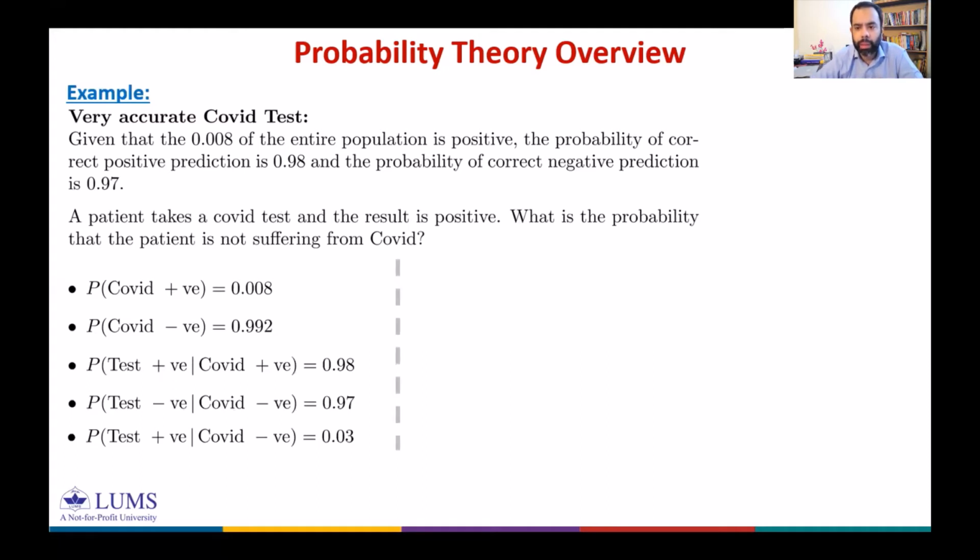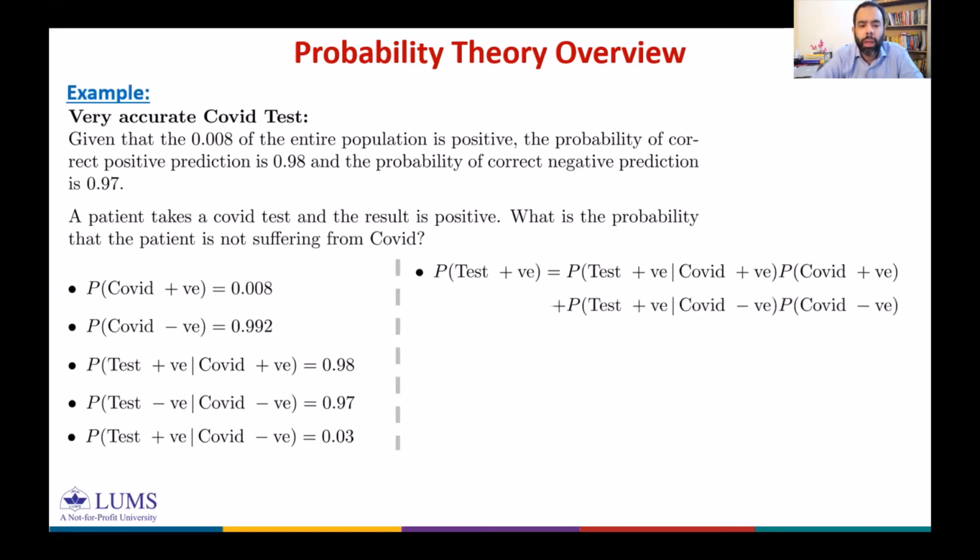Now let's apply Bayes' theorem. We want to find out what is the probability of test positive. And we know that using the law of total probability, we can write it as probability of test positive given COVID positive times probability of COVID positive plus probability of test positive given COVID negative times probability of COVID negative. Because COVID positive and COVID negative are mutually exclusive events. So we can find this probability using these numbers. That turns out to be 0.0376.